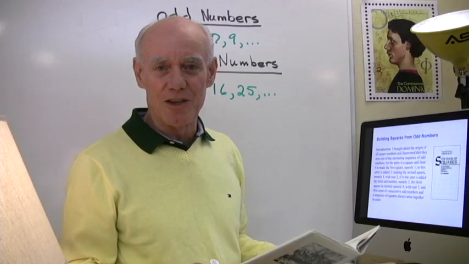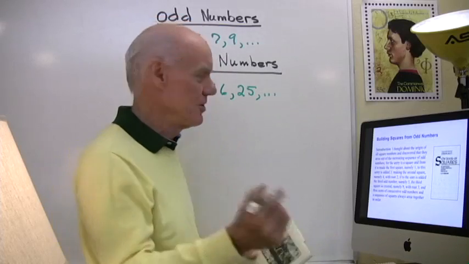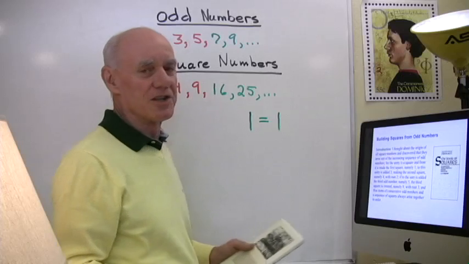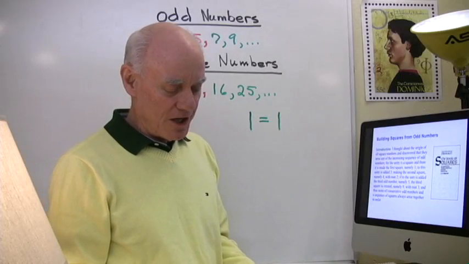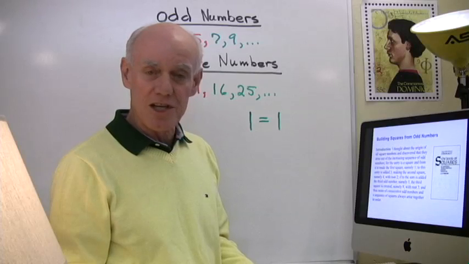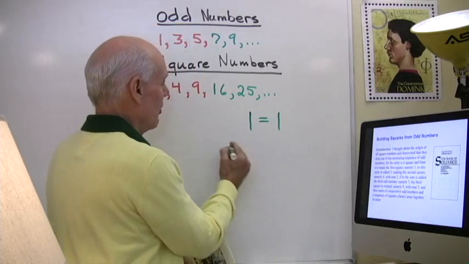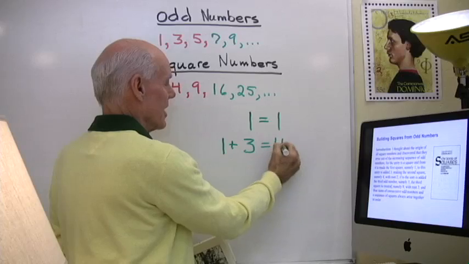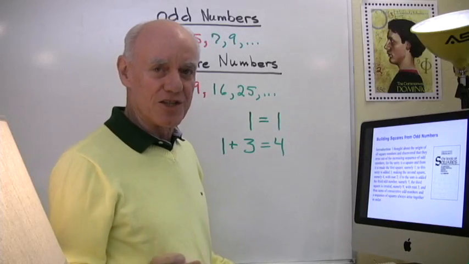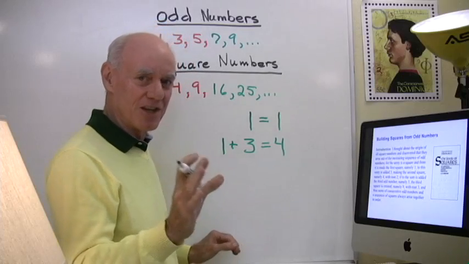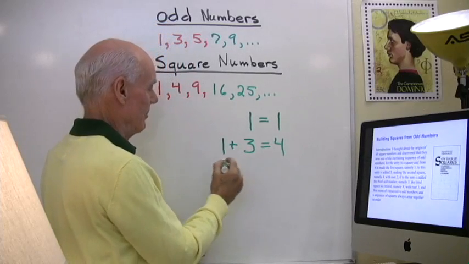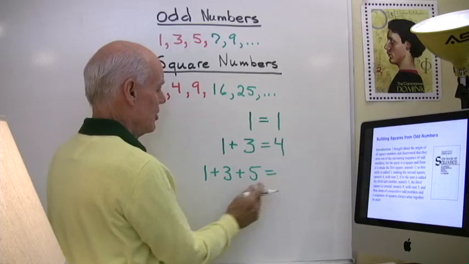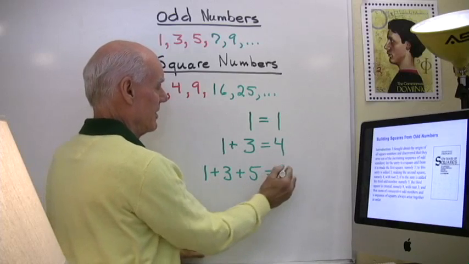When Fibonacci talks about the unity, he means the number 1, and the first thing he says is the first odd number and the first square are the same thing. Then he says, to this unity is added 3, making the second square, namely 4. So if you add the first two odd numbers, 1 and 3, you get the second square, 4. Then he goes on to say if you add 5 to this sum, the next odd number, you get the third square, namely 9. So 1 plus 3 plus 5. Sure enough, 1 plus 3 is 4, plus 5 is 9.